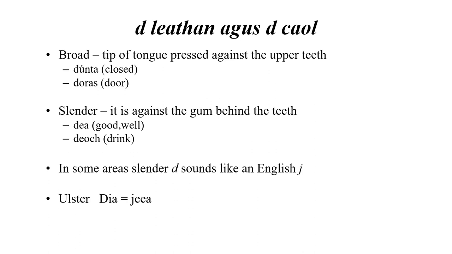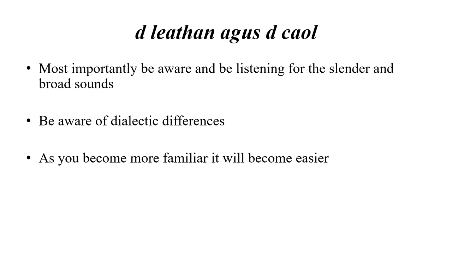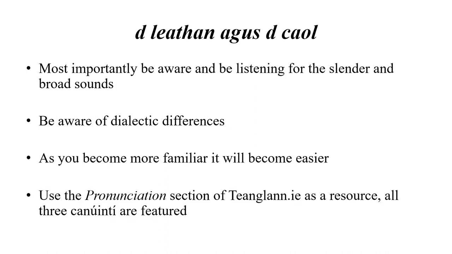In Ulster, for example, Dia. Connacht Dia. Munster Dia. Most importantly, be aware and be listening for the slender and broad sounds, and remember the consonant is going to be preceded or followed by a broad or slender vowel. Be aware of dialectic differences. There is quite a difference between the consonants. And as you become more familiar, it will become easier. If you're in doubt, use the pronunciation section of chandlin.ie as a resource. All three consonant T are featured there.